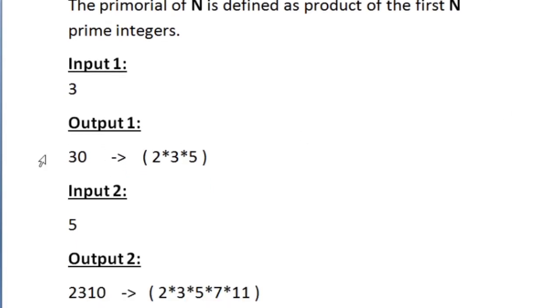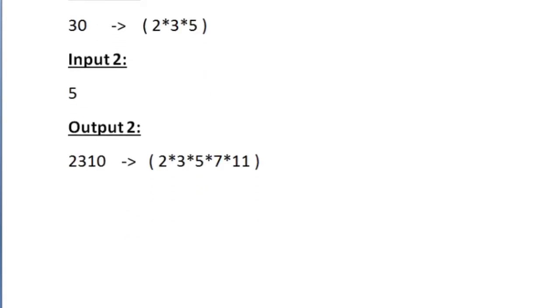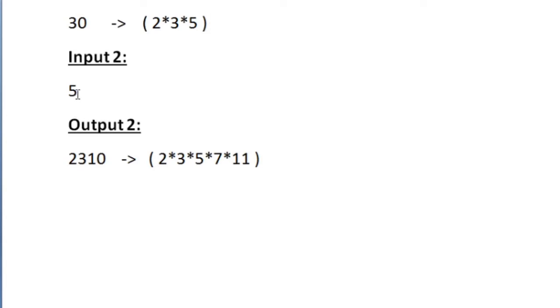For the input 3, our expected output is 30 because the first three prime numbers are 2, 3 and 5. So the product of these three numbers is 30. So 2 into 3 is 6, 6 into 5 is 30. Let us see our sample input 2. For the input 5, our expected output is 2310. The first 5 prime numbers are 2, 3, 5, 7 and 11. And when we multiply all these, we get the value 2310.